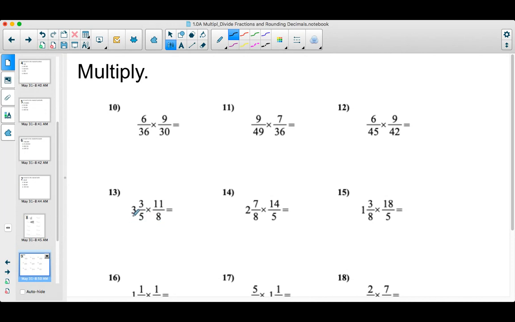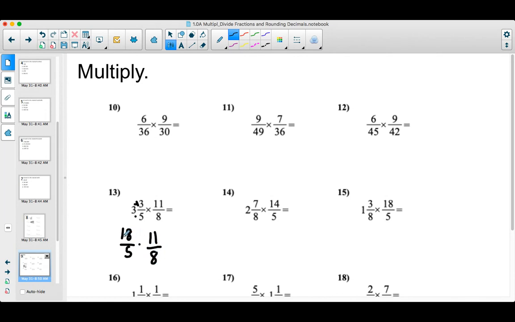So we have to think, how do I convert 3 3/5 into improper form? Okay, if you remember, you have to go through and multiply. 3 times 5 is 15. And then you add it to the 3. This becomes 18 over 5. Oh, not a plus sign. Not equal sign, I mean. Let's try that again. 18 over 5 times 11 over 8.